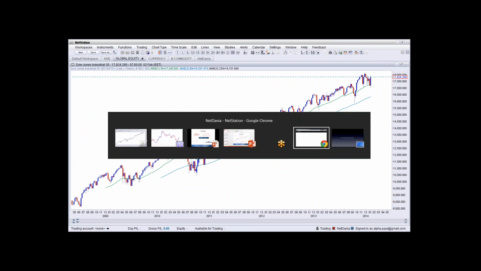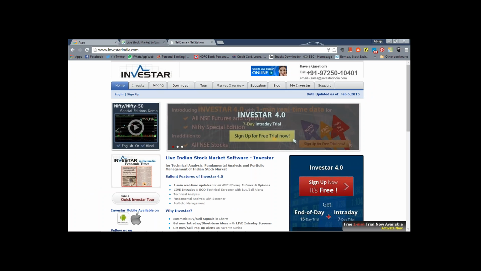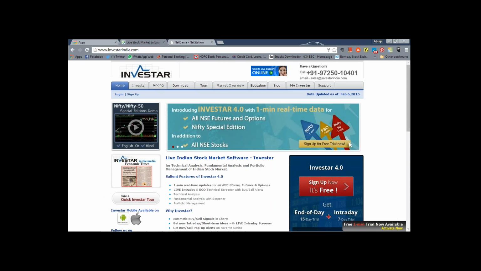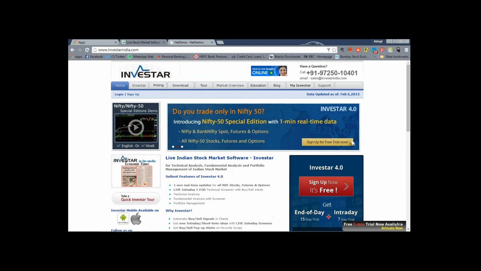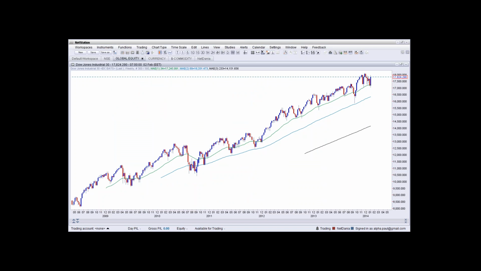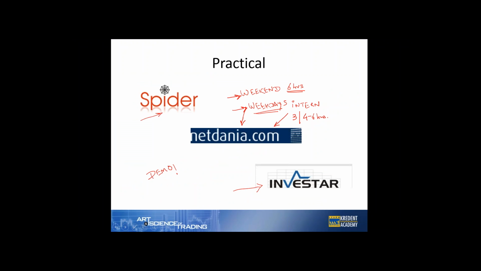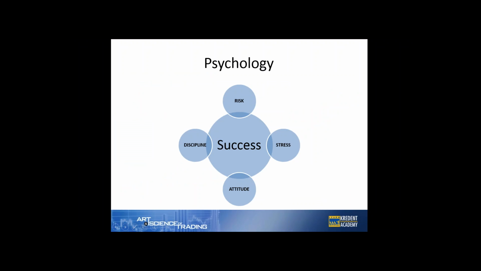InvestorIndia.com is another software partner of ours. This is their website. We've been seeing their software. It's fairly good. You get some fundamental data on the Indian stocks and Indian markets also. So our intention with the Art and Science of Trading is to give you hands-on training on these softwares as well, and not just cloud you with all the theories that are there in trading.